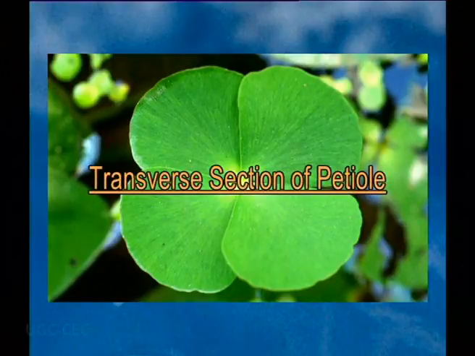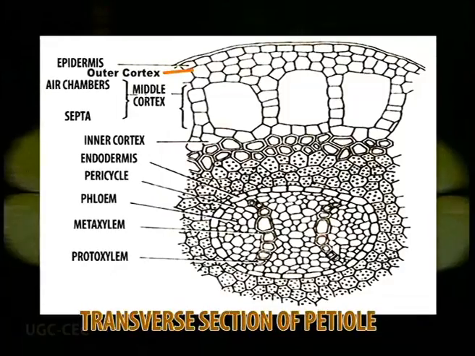Then we discuss the transverse section of the petiole, meaning the stalk of the leaf. It shows a single layered epidermis made up of rectangular cells. The outer cortex consists of 5 layers of thin walled cells. The middle cortex is aerenchymatous, consisting of a large number of air chambers, while the inner cortex is solid compact tissue of several cells deep.